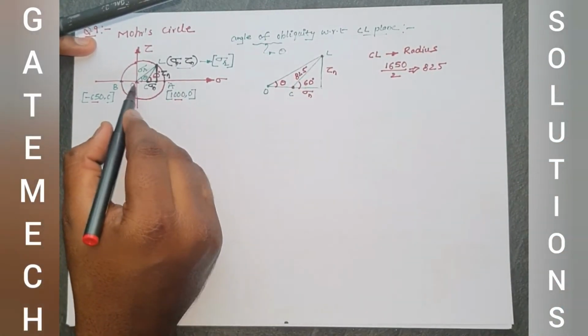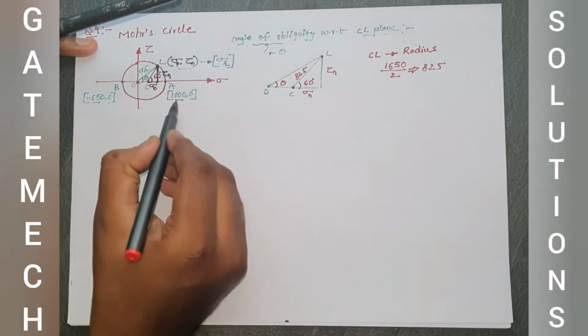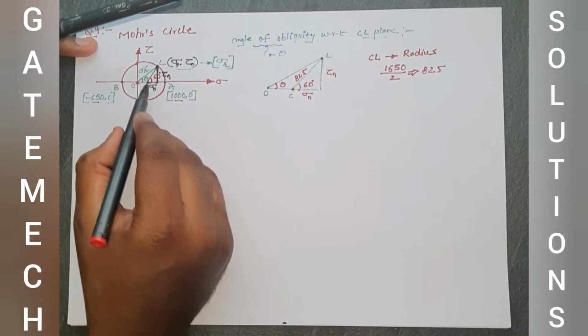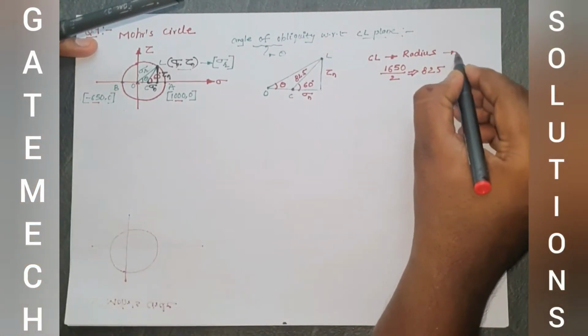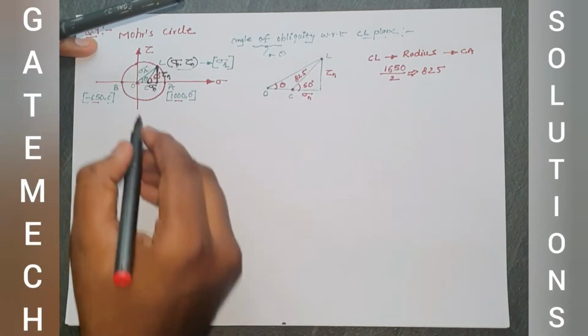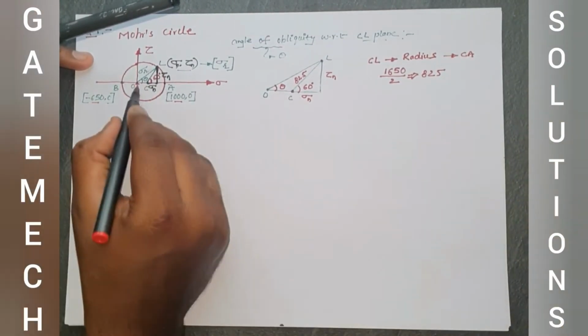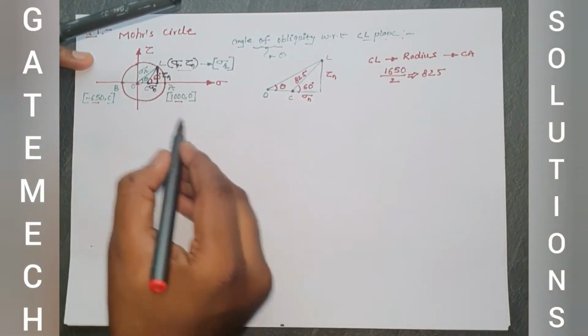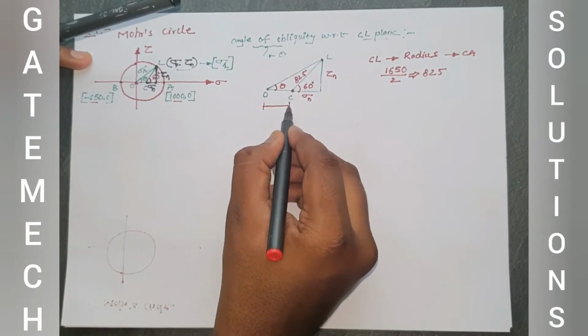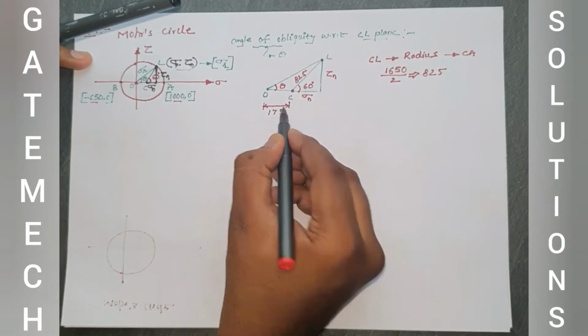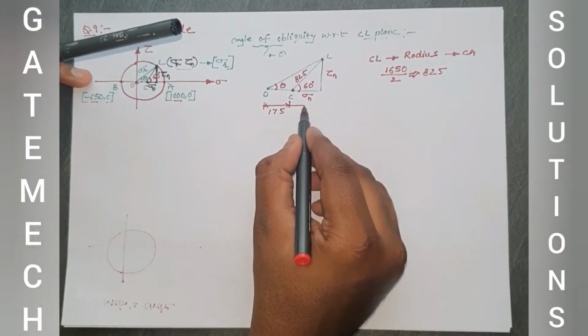Now, how to calculate OC? From O to A, it is 1000. C to A is the radius. CA can also be called as radius because C is the center of the Mohr circle. So whereas O to A is 1000, C to A is 825. Then how to calculate OC? 1000 minus 825 will be 175. Right?